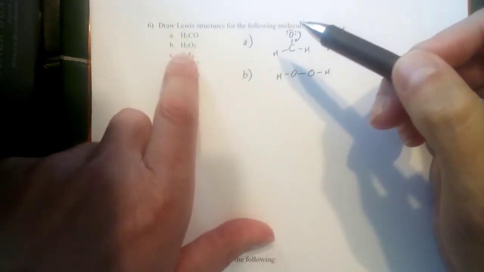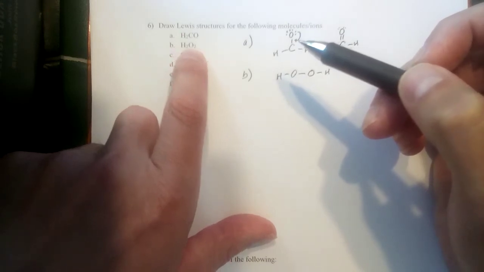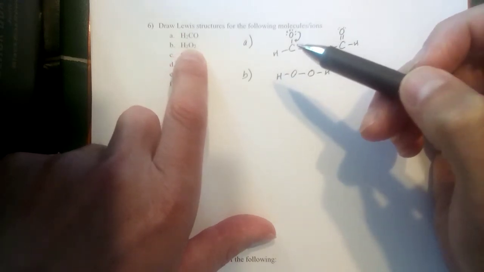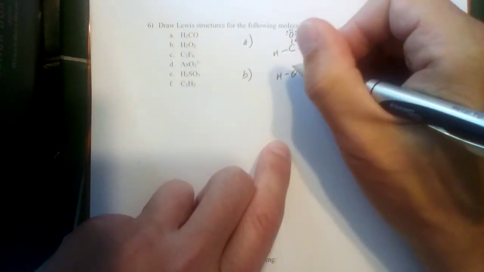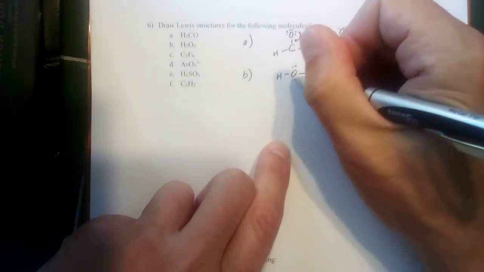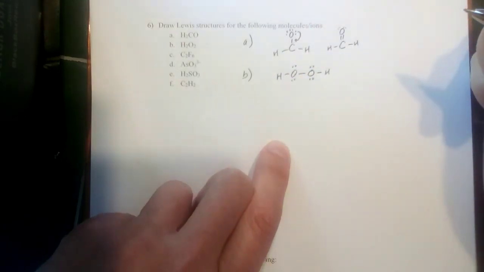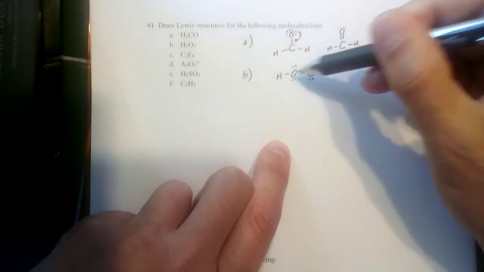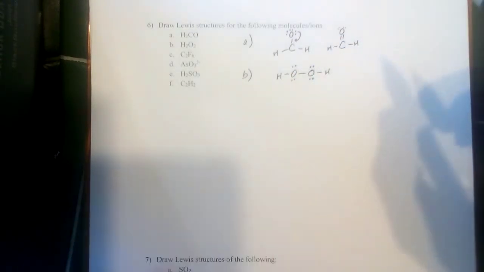Now, total electrons: 1 again from each hydrogen would be 2. 6 from each oxygen would be an additional 12. That would be 14. We used up 6. That means there's 8 left. But look at that, each oxygen needs 4. So we can put 2 non-bonding pairs on each oxygen. That would satisfy the octet rule for both oxygens and also get both oxygens to 0 formal charges. So that would be a good structure there.